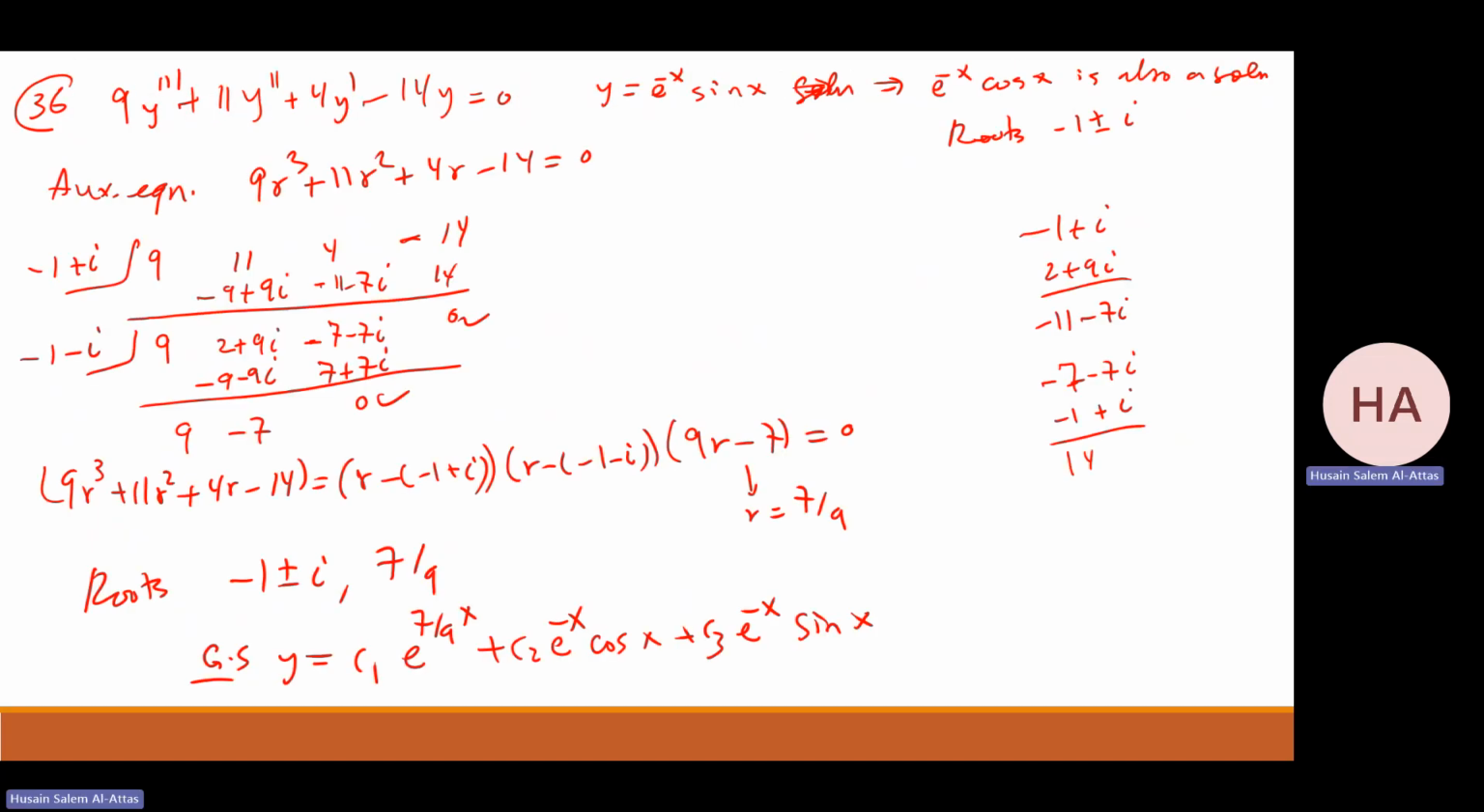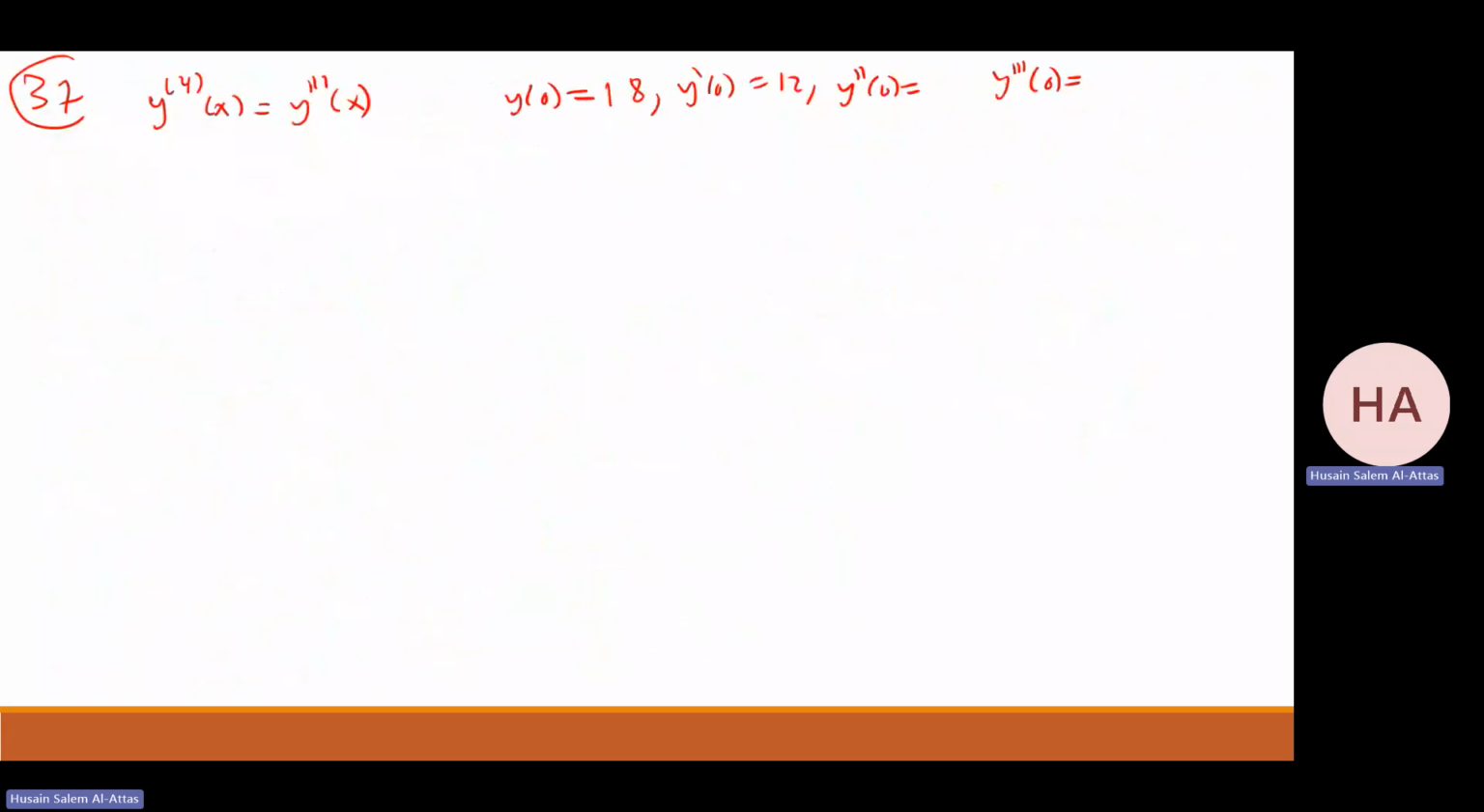18, 12, 13, 7. 15, 12, 13, 7. Okay. This one, how to solve it? It's this equation.